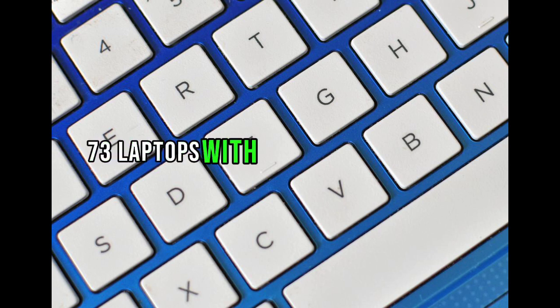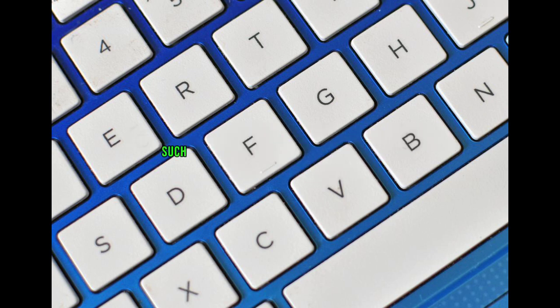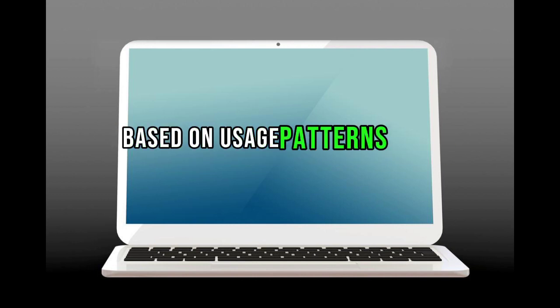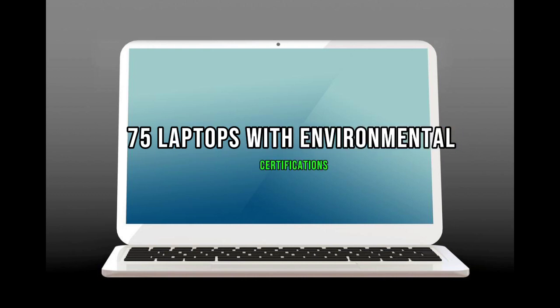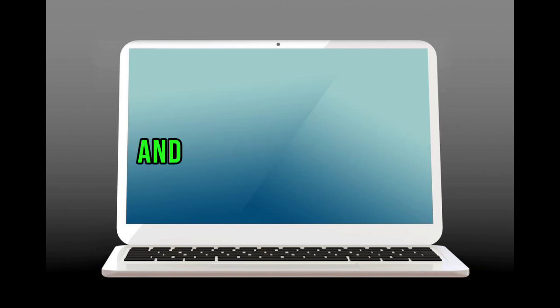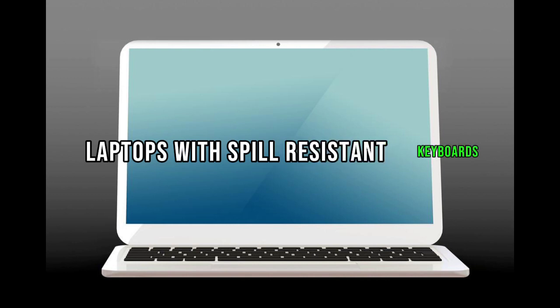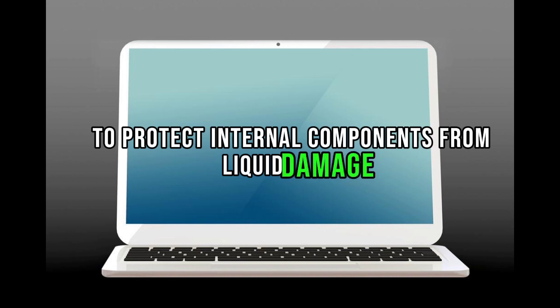73. Laptops with silent cooling systems produce minimal noise, making them suitable for quiet environments such as libraries and offices. 74. Laptops with AI-powered features can optimize performance, battery life, and connectivity based on usage patterns and user preferences. 75. Laptops with environmental certifications such as Energy Star and EPEAT are designed to minimize energy consumption and environmental impact. 76. Laptops with spill-resistant keyboards are equipped with special drainage channels to protect internal components from liquid damage.